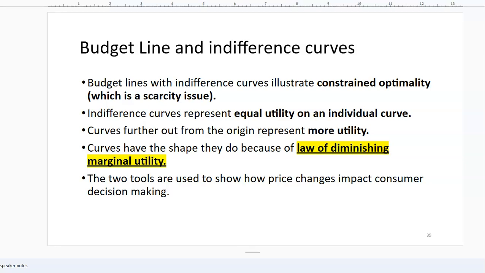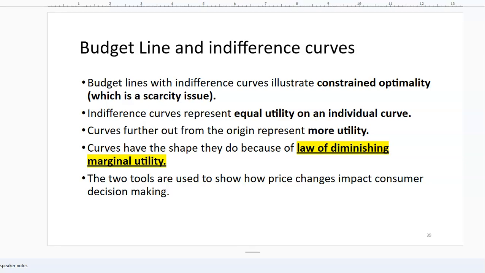Indifference curves are just graphical models or representations of people's level of utility or satisfaction. And the further out the curve is from the origin, which is where the x and the y axis meet, the higher the utility. Curves have a bowed out shape because of the law of diminishing marginal utility.